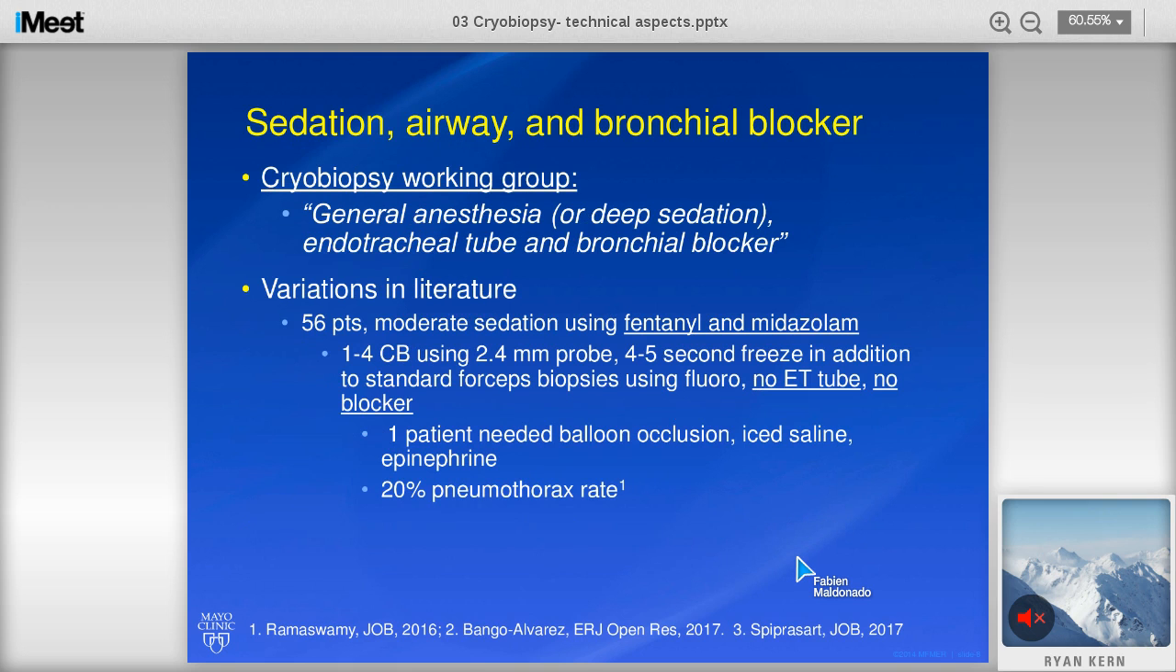And so the next thing, sedation, airway, and bronchial blocker. The cryobiopsy working group suggested general anesthesia, deep sedation with an ET tube and a blocker. But I wanted to readily acknowledge that there's a lot of variations in the literature, and there are people who don't do this, and I think they can probably defend themselves. One study looked at 56 patients, just published in 2016, using moderate sedation with fentanyl, midazolam, using a 2.4 millimeter probe. No tube, no blocker. They had a 20% pneumothorax rate, and one person needed balloon occlusion, but importantly, they didn't report any major complications.